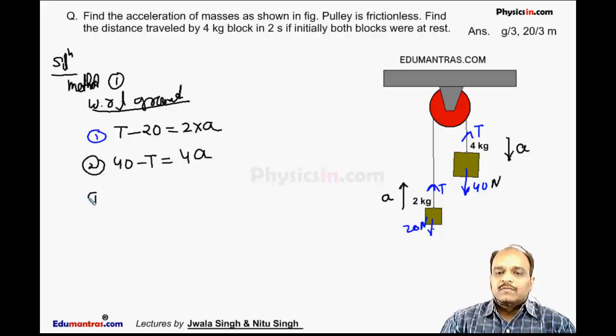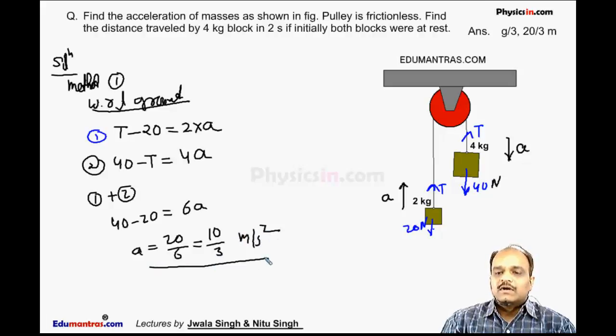From these two equations, if we add first and second, then we get 40 minus 20 is equal to 6A, or A is equal to 20 by 6, that is equal to 10 by 3 meter per second square. This is the acceleration of block A or block B with respect to ground.